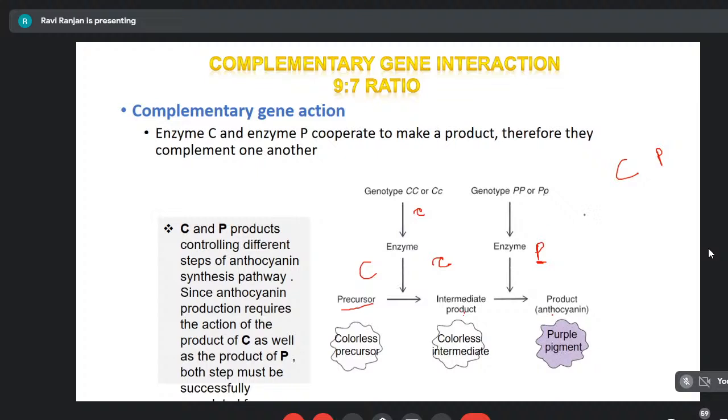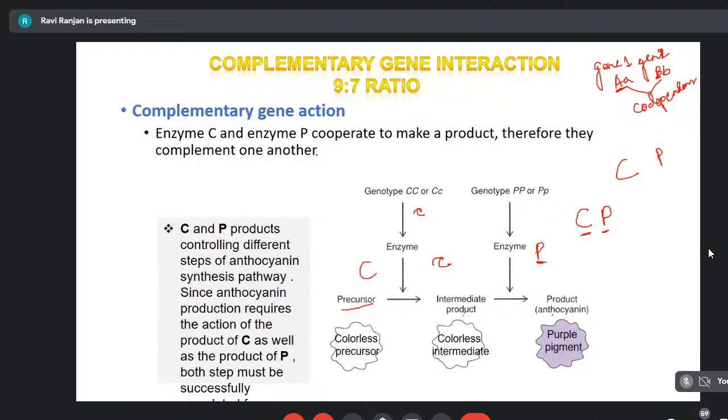So to make anthocyanin, or a purple-colored plant, you require both of them in dominant conditions. They are codependent on each other. Suppose there is gene 1, which is AA, and gene 2, which is BB. To express themselves, both are codependent on each other. That means both of them should be in the capital, dominant form to express the character.